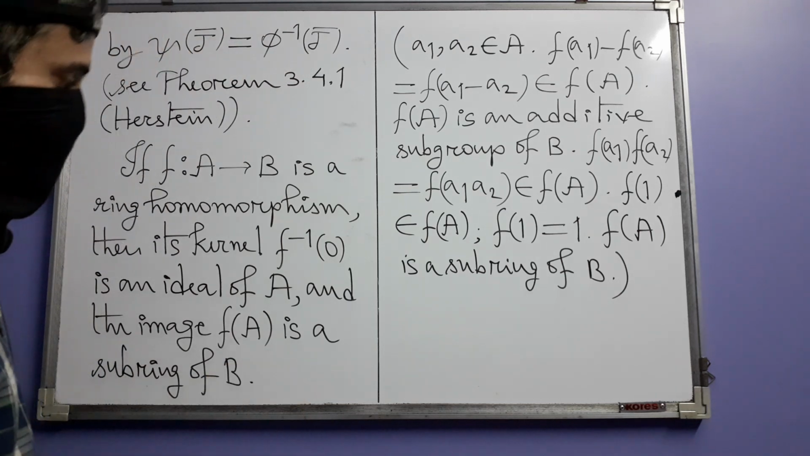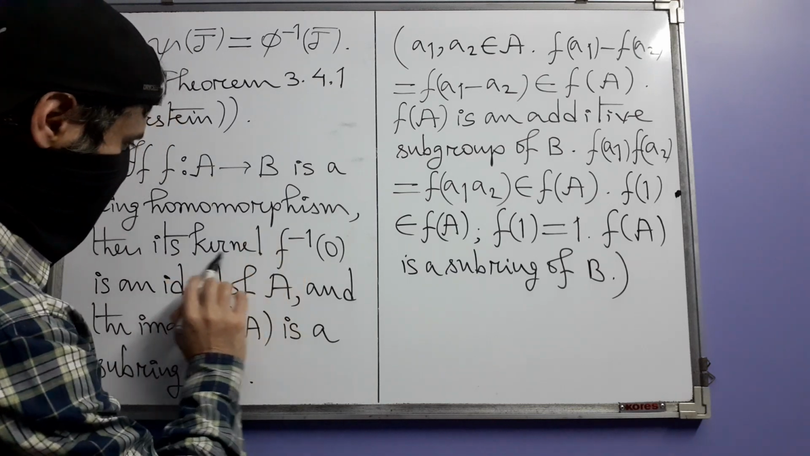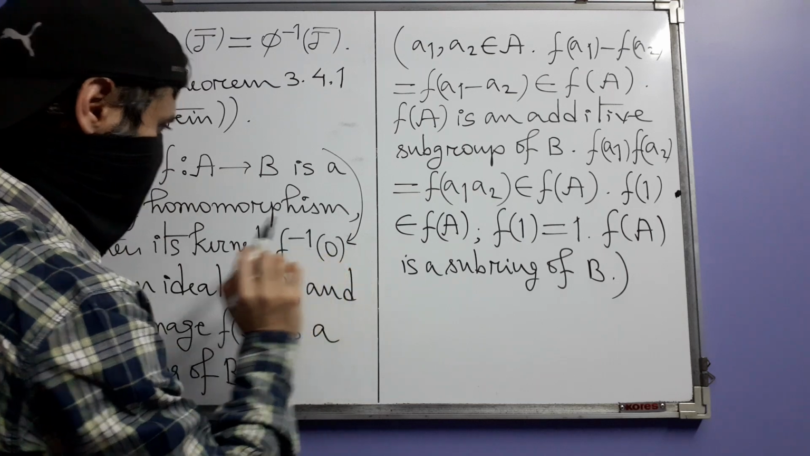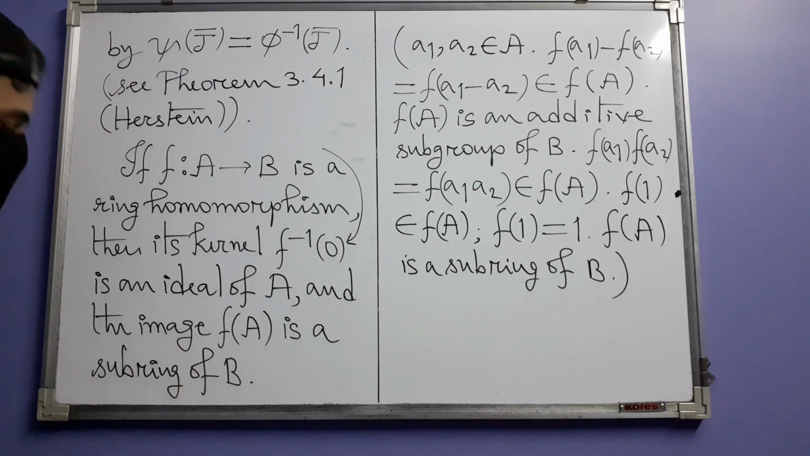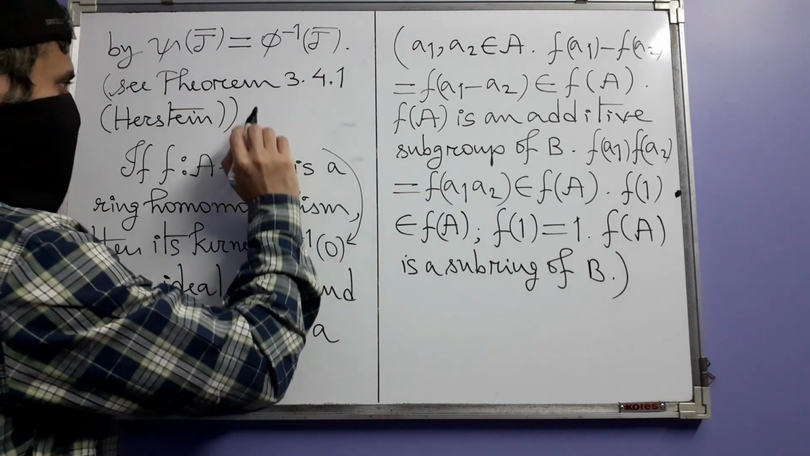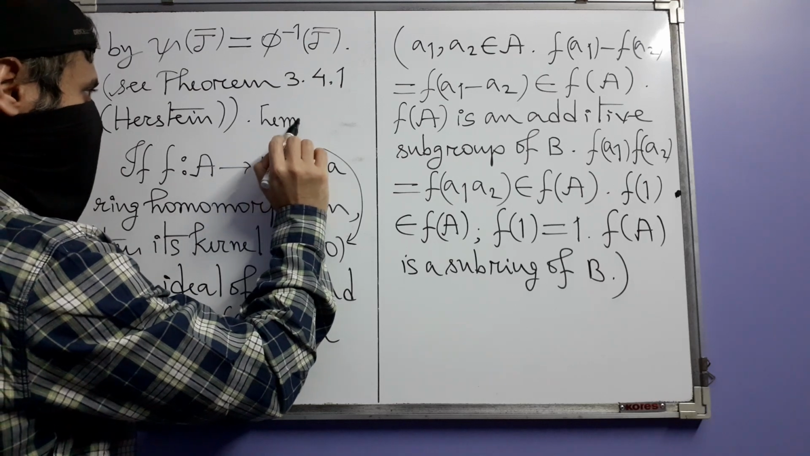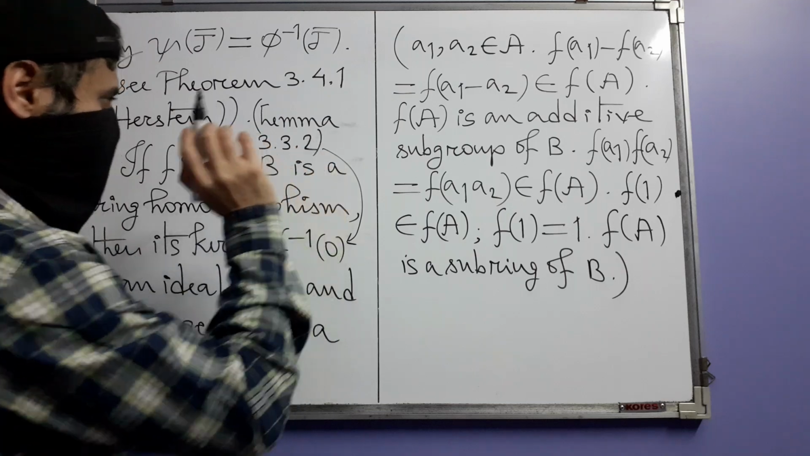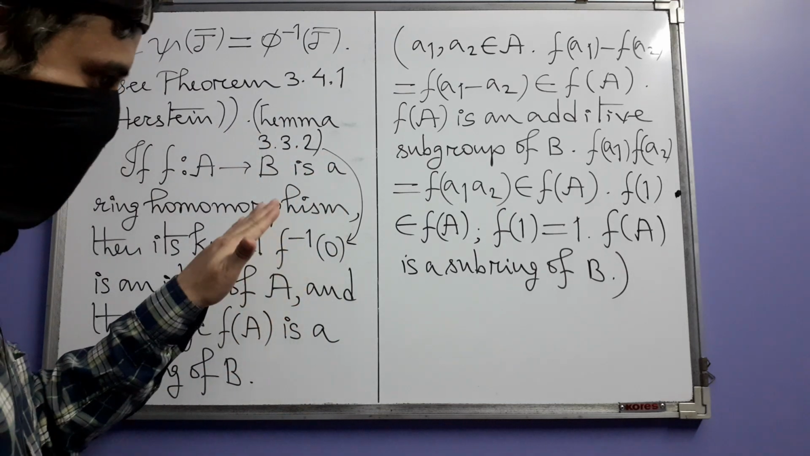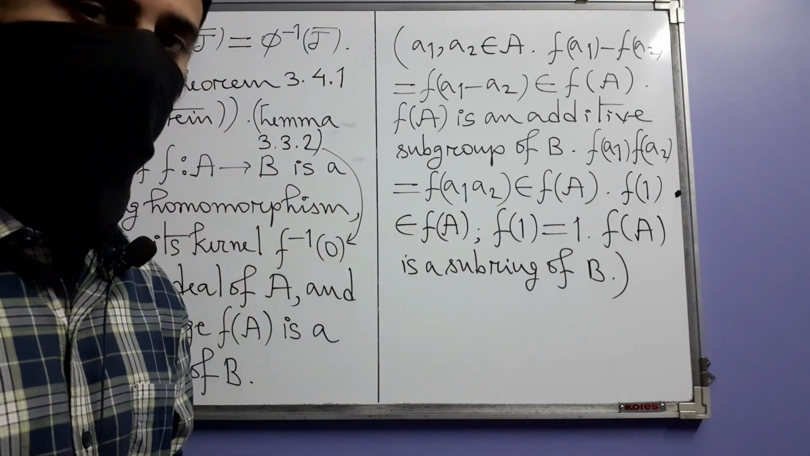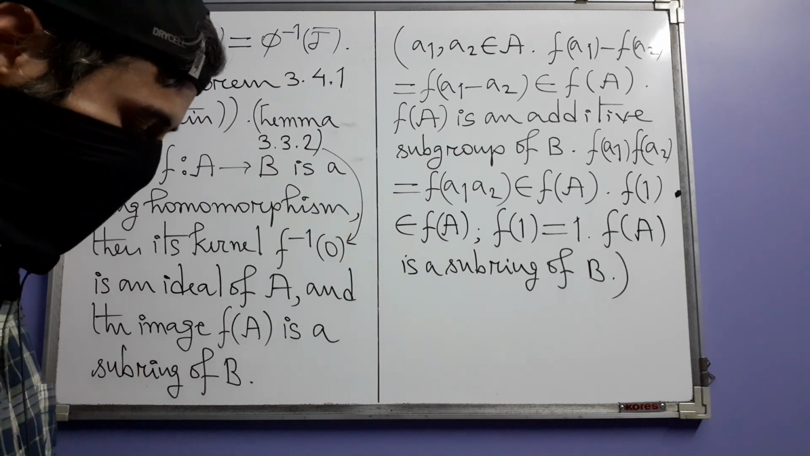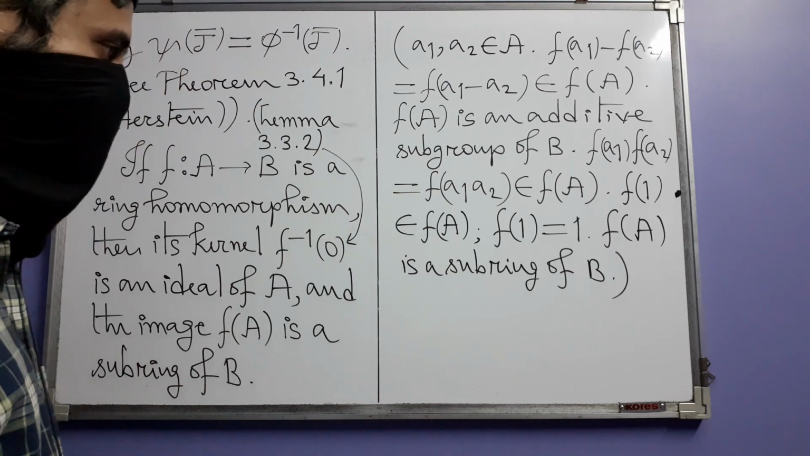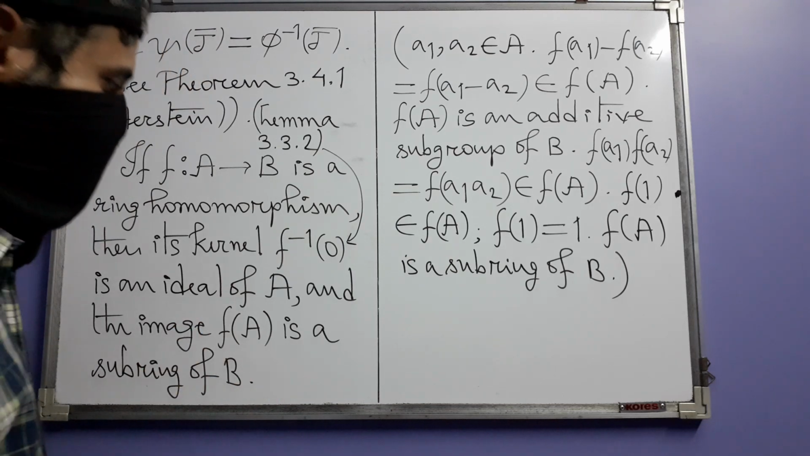Oh, and okay, this actually, the fact that this kernel of A is an ideal of A. To see where you have this result in Herstein, see Lemma 3.3.2. There you have this stated as a fact in Herstein's Topics in Algebra. Besides these things, we also have this other fact.